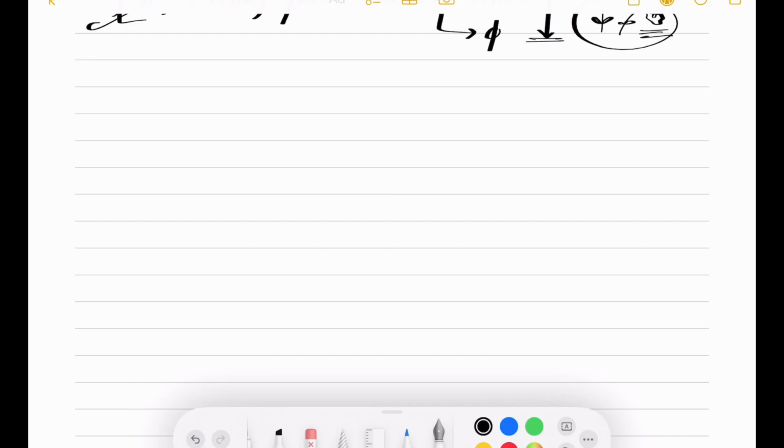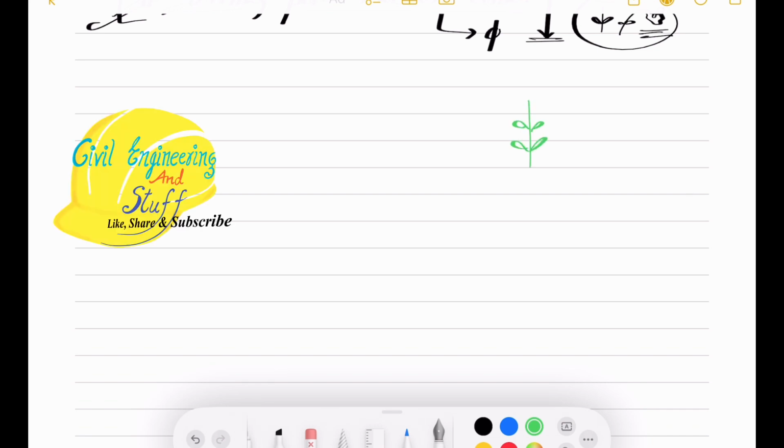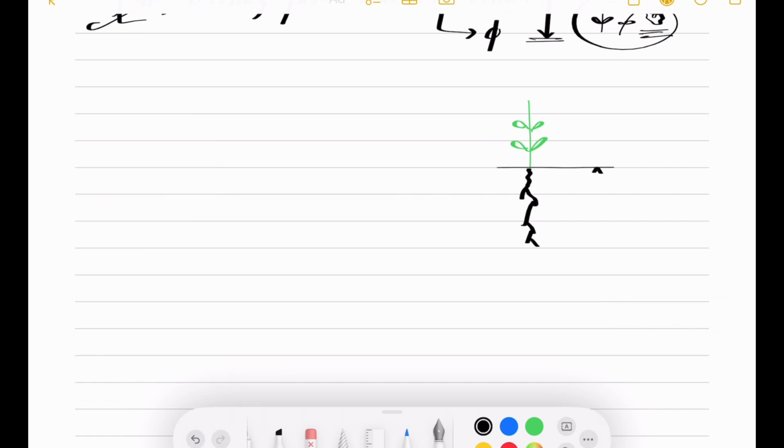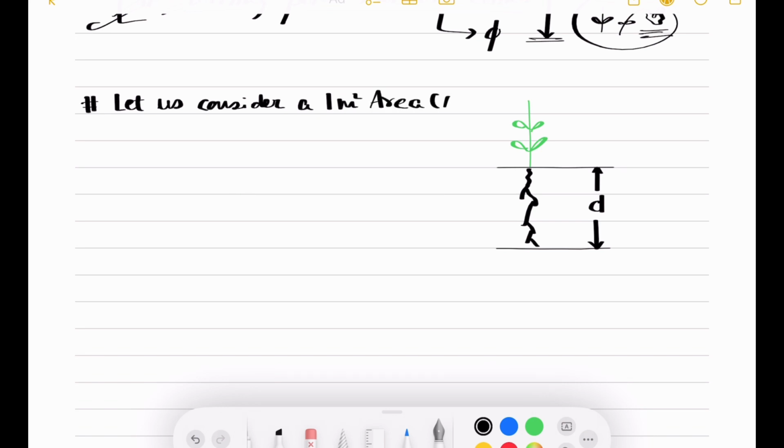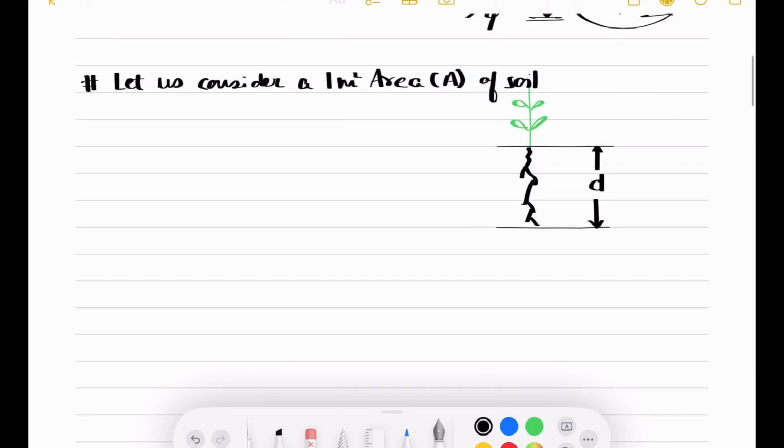Let's say we have a crop, and this crop has a root zone. The roots of this crop extend to a depth d, right? For the sake of discussion, we are going to consider a 1 meter square area of soil, right?